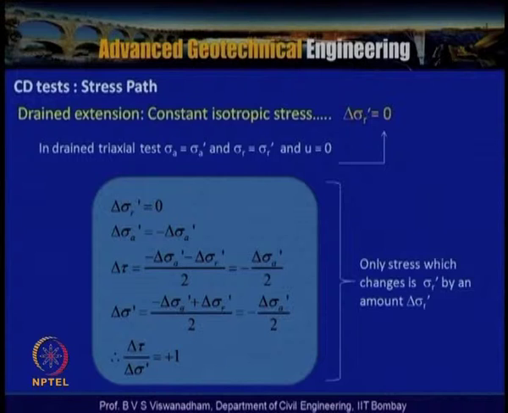With delta sigma R dash equal to 0, we get delta tau equal to minus delta sigma A dash by 2, and delta sigma dash equal to minus delta sigma A dash by 2. So delta tau by delta sigma dash is equal to plus 1.